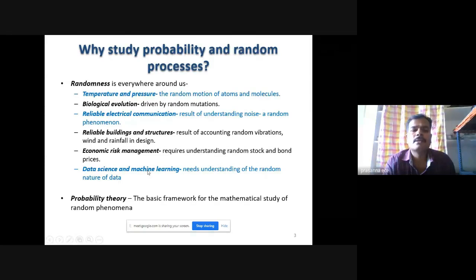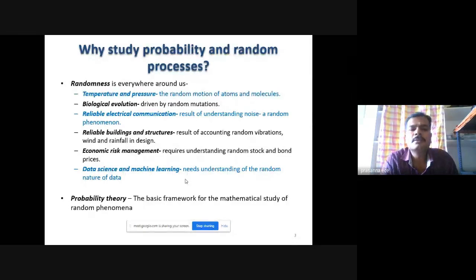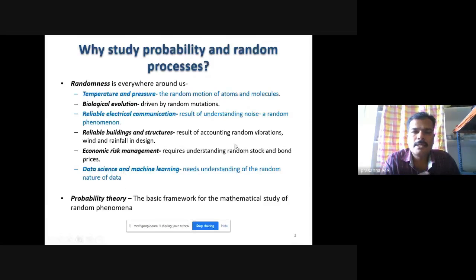Okay, so this is again a very recent example. Whatever we have discussed now, these are random processes that are around us. The random processes which are very relevant to the electronics and communication engineer, I have highlighted in blue color. For example, temperature and pressure, communication, and data science and machine learning. These are systems that are directly designed by an electronics and communication engineer. Other things you might be involved in, but these are the things that you'll be directly involved in. So these are random processes.